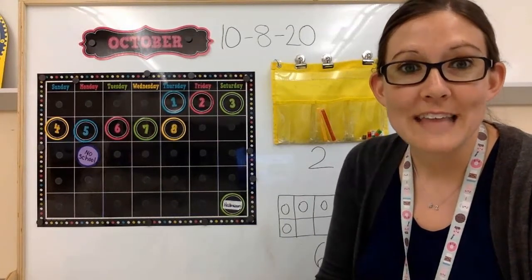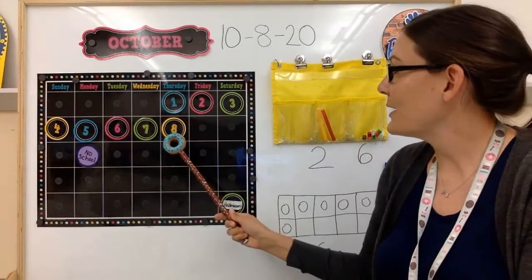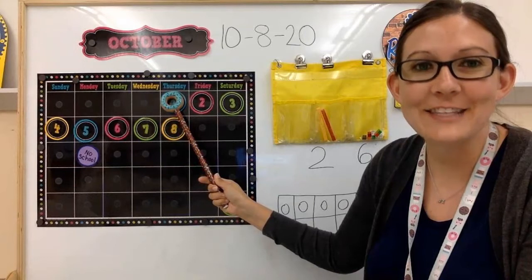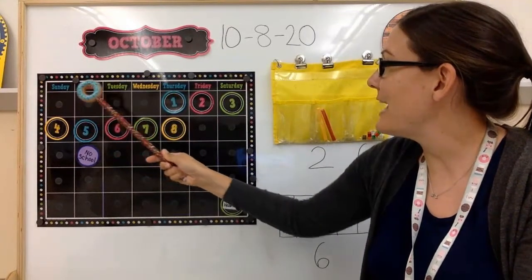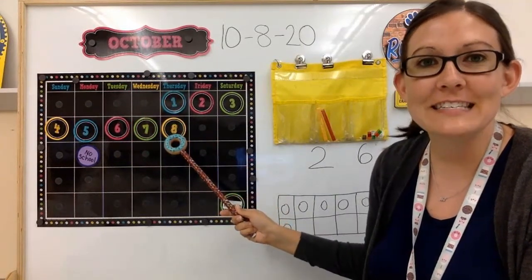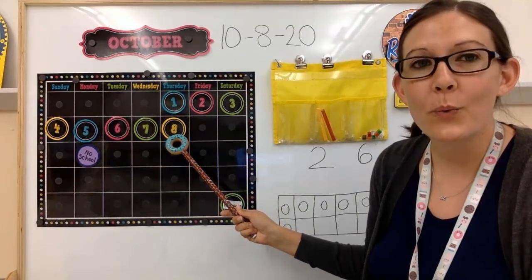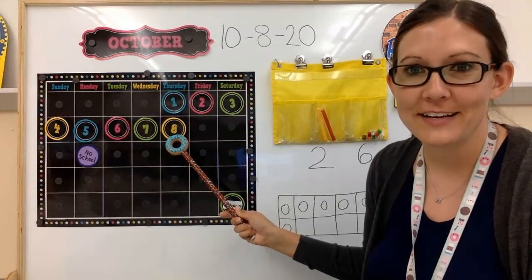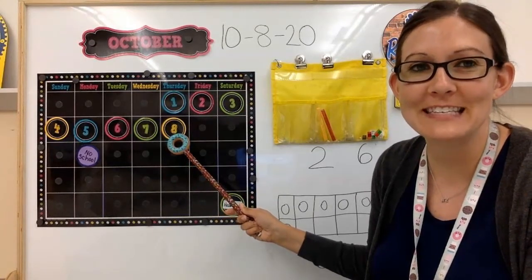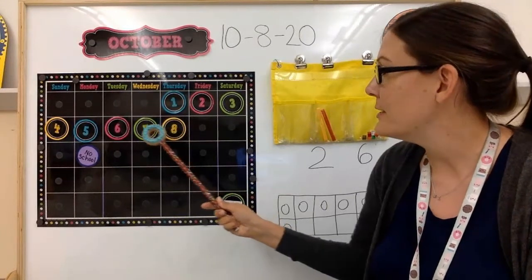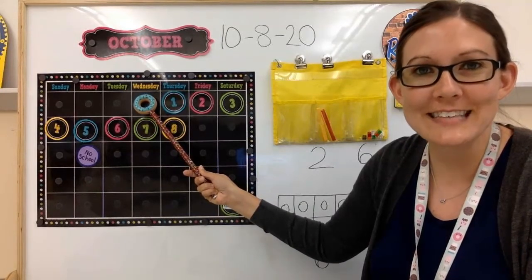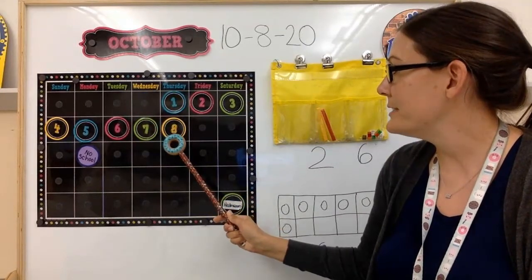All right, let's talk about what day of the week it is. Here we go. Here's the date for today. It's under Thursday. Today is Thursday. Sunday, Monday, Tuesday, Wednesday, Thursday. All right, kinders, if today is Thursday, what was yesterday? Do you remember? So here's today. Yesterday means the day before today. So we go backwards a day. Yesterday was Wednesday.